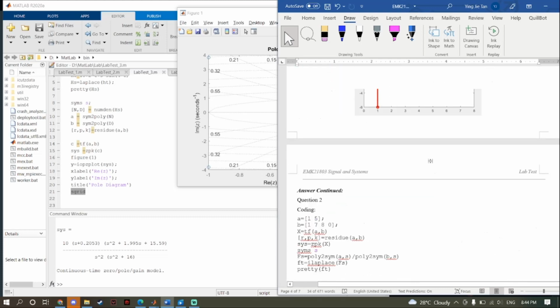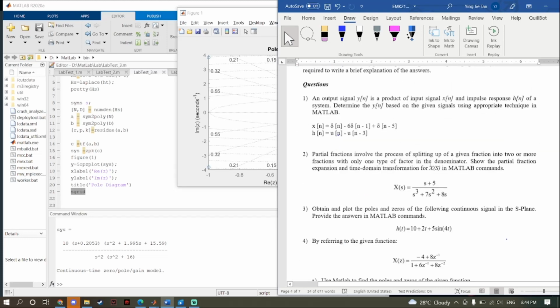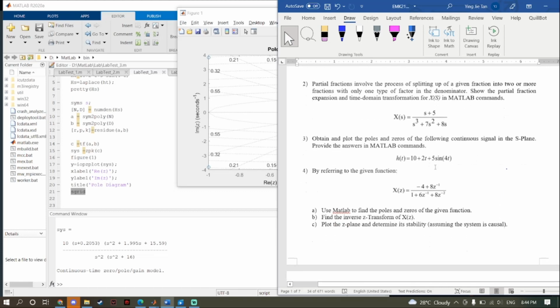And lastly, we are going to our question 4. Alright, question 4, we are asked to use MATLAB to find the poles and zeros of the given function, and then find the inverse Z transform of X(z), and also plot the Z plane and determine its stability.